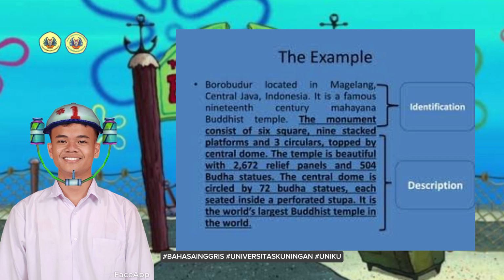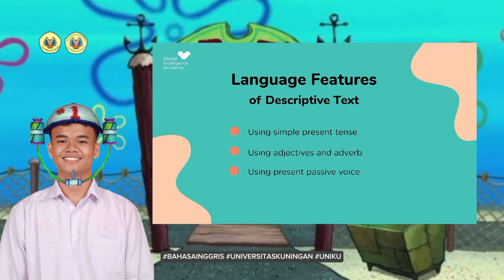Identification introduces where or who the subject being described is, and description shows the detailed description of the subject. It may include information about the appearance or qualities of the subject. Also, there are language features of descriptive text, which are using simple present tense, using adjectives and adverbs, and using present passive voice.